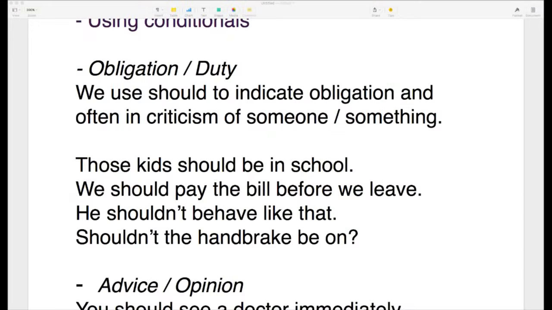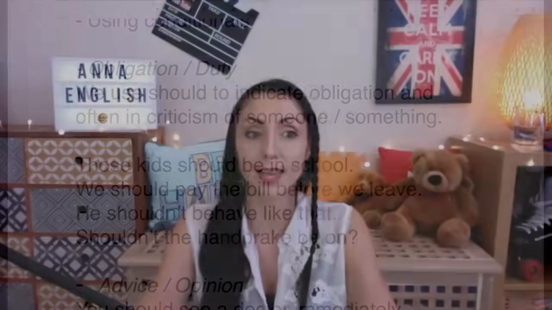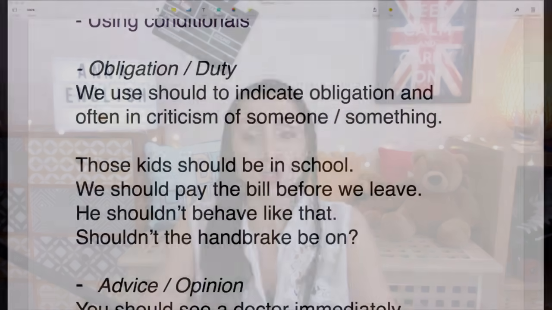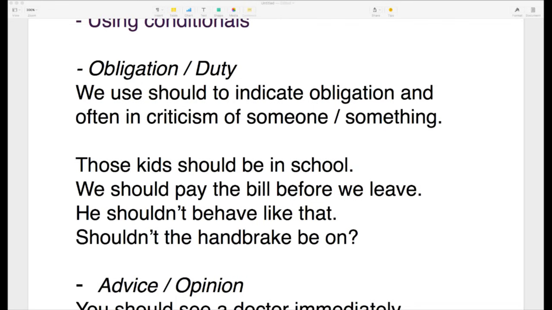So examples I've got written down here are those kids should be in school. So I'm driving along, it's midday, noon, on a Wednesday afternoon, and I see some children wearing school uniforms and they are playing on the street corner. And I say those kids should be in school, not on the street corner, they should be in school. I'm criticizing them.